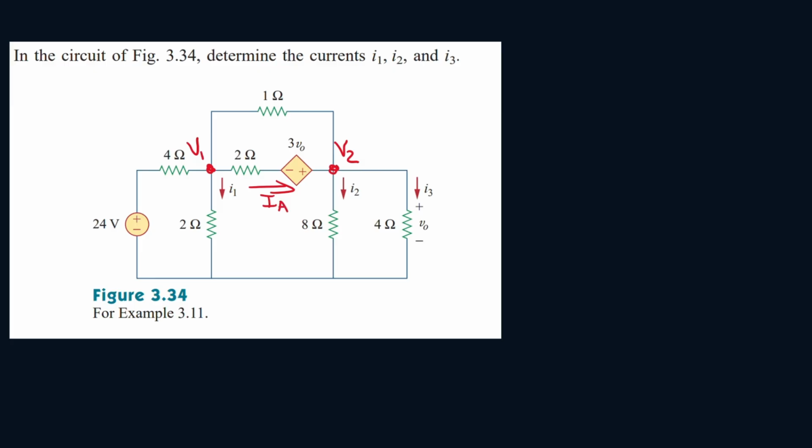this IA, for example. How would we represent IA? Will it be IA equals V1 minus V2 over 2 ohms? Well, no, because we have this to worry about. So we'll get to that in a moment.